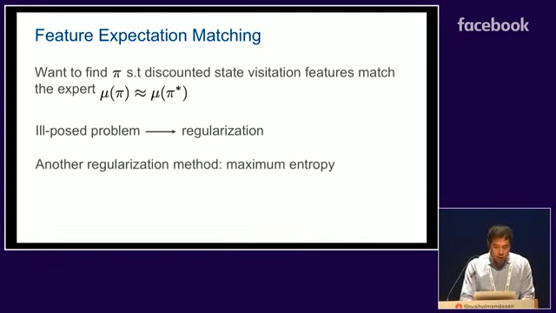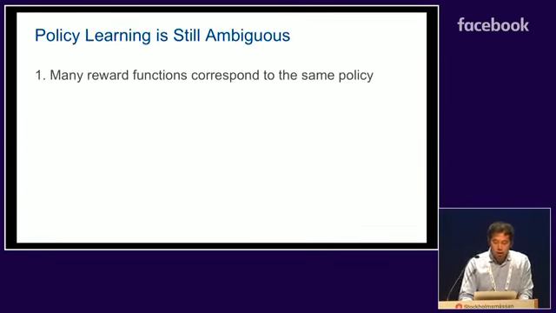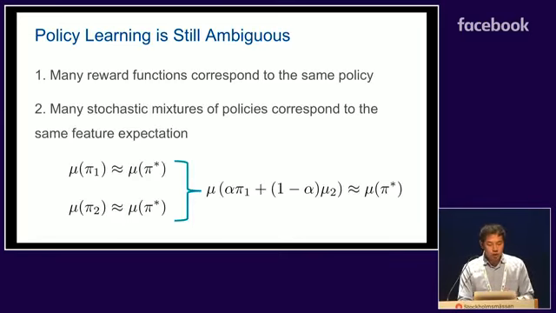And now I'd like to discuss another regularization scheme, which is maximum entropy. So to motivate the maximum entropy method, let's recall that we talked about how, given the same expert demonstration, many reward functions could correspond to the same policy. So we sidestep this problem in a way, and we say, okay, feature matching will give us a near optimal policy anyway. But think about the eventual goal, right?